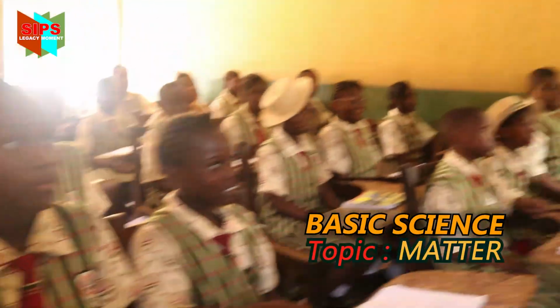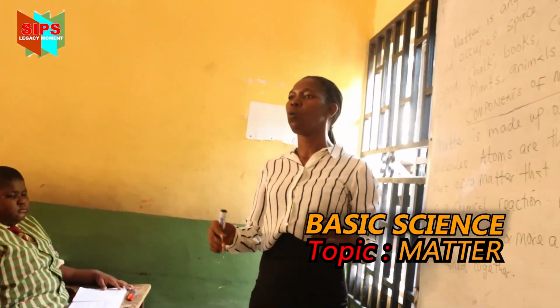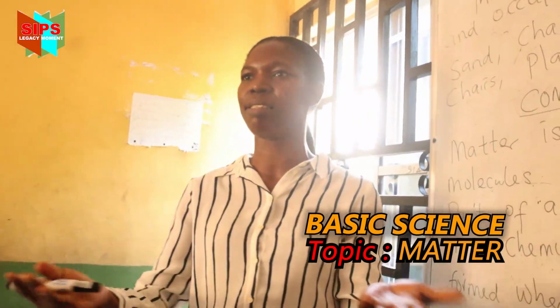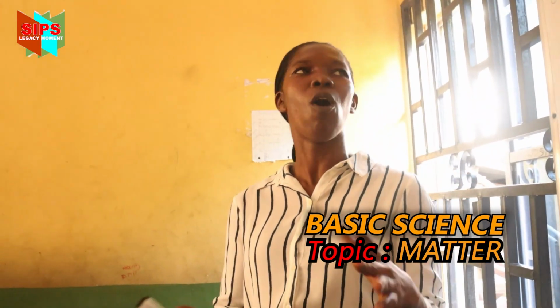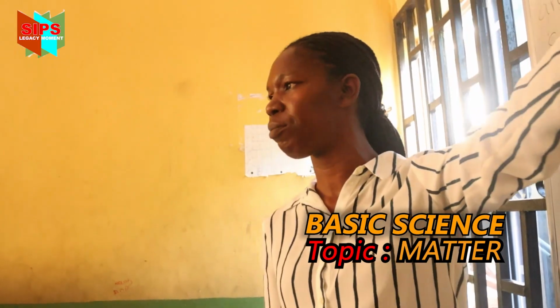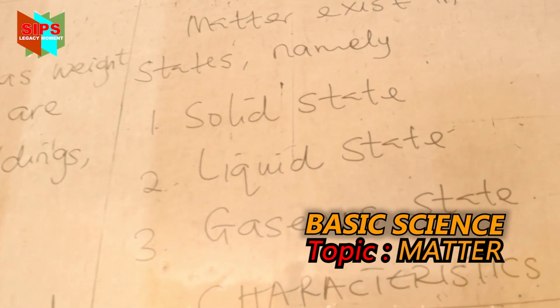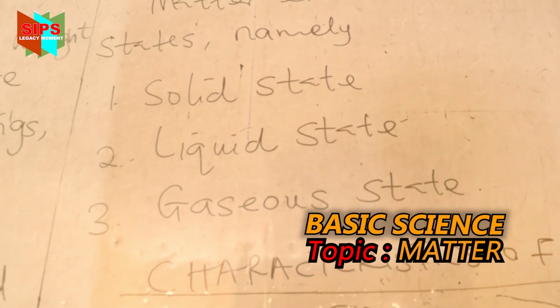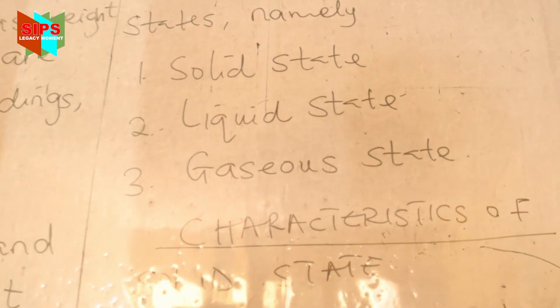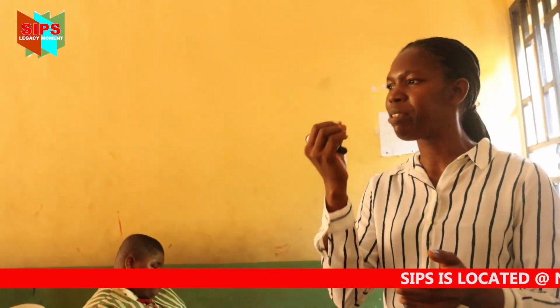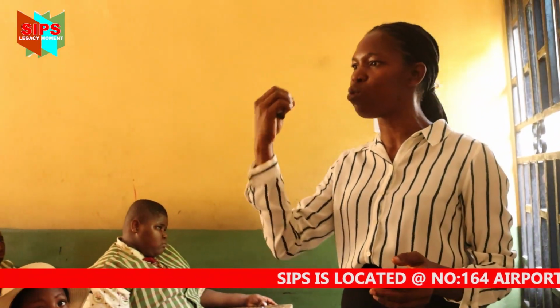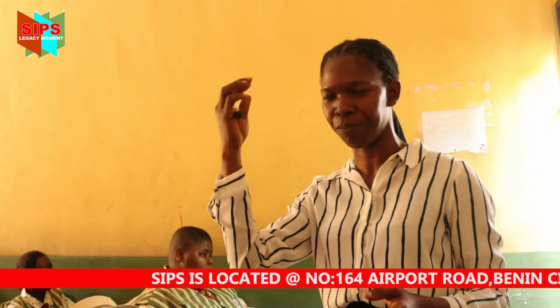Now the question that comes to mind is, what determines the state in which matter will exist? Why is it that all matter is not solid? Why are they not all liquid? And why are they not all gas? Why are some solid, others liquid, and the rest gases? This is because of the bond or the force that keeps the atoms or molecules of matter together.